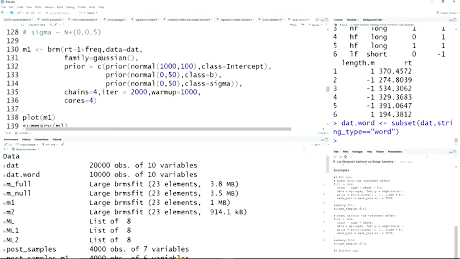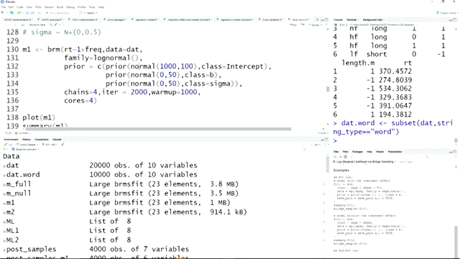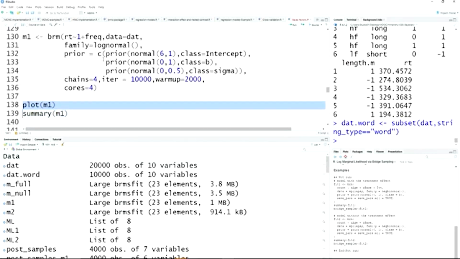So family would be log normal here. On intercept, we had this prior normal 6, 1. On beta, we had prior normal 0, 1. Here we had prior normal 0, 0.5. Right? Everything else is fine. Number of iterations would be increased, so let's say 10,000. Warm up are 2,000. Okay, rest is fine. So this would be AM1. So you can call it the lexical access model. Okay. This is our full model.